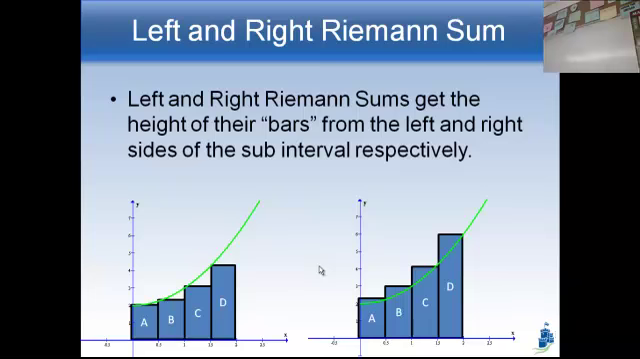So left and right Riemann sums get the height of their bars from the left and right. So it tells you that the first thing here matches up with the first thing here, and the second thing here matches up with the second thing. That's what respectively means. How about a politeness lesson for you? You see that in a lot of physics textbooks.